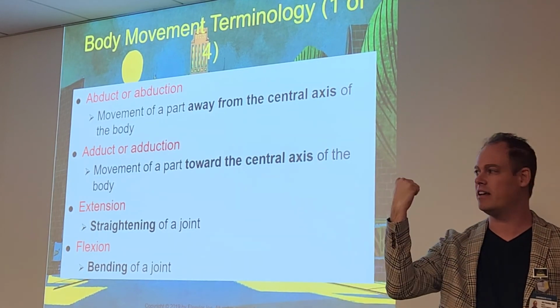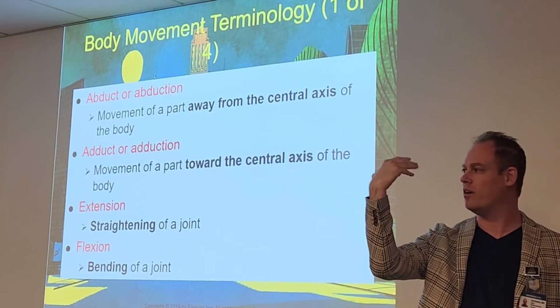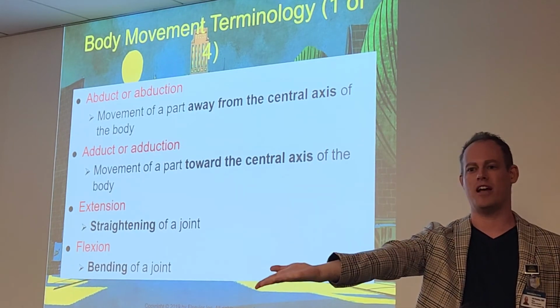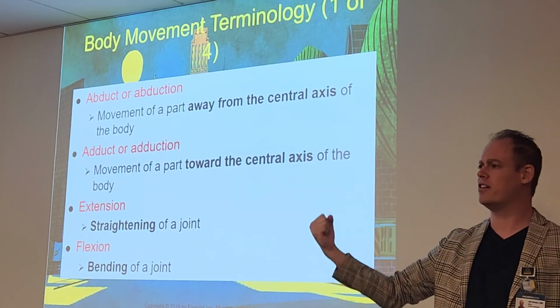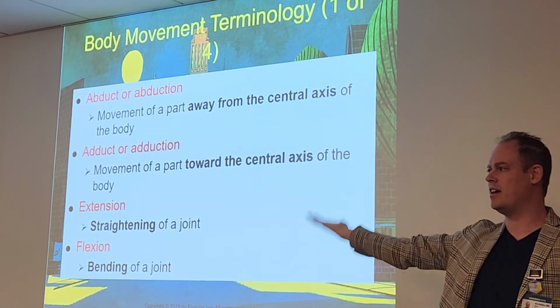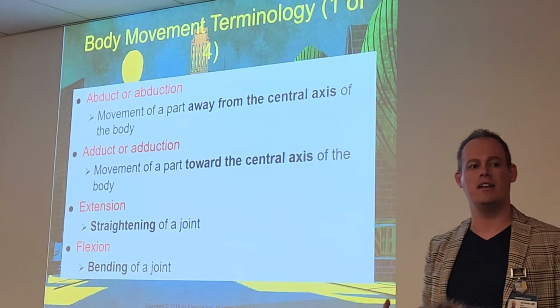Extension means I am straightening a joint. Easiest example, the elbow. If I straighten my arm out, I'm extending it. If I bring it up, flexion, like you're flexing your muscles, right? Extend, flex. Straightening versus bending.